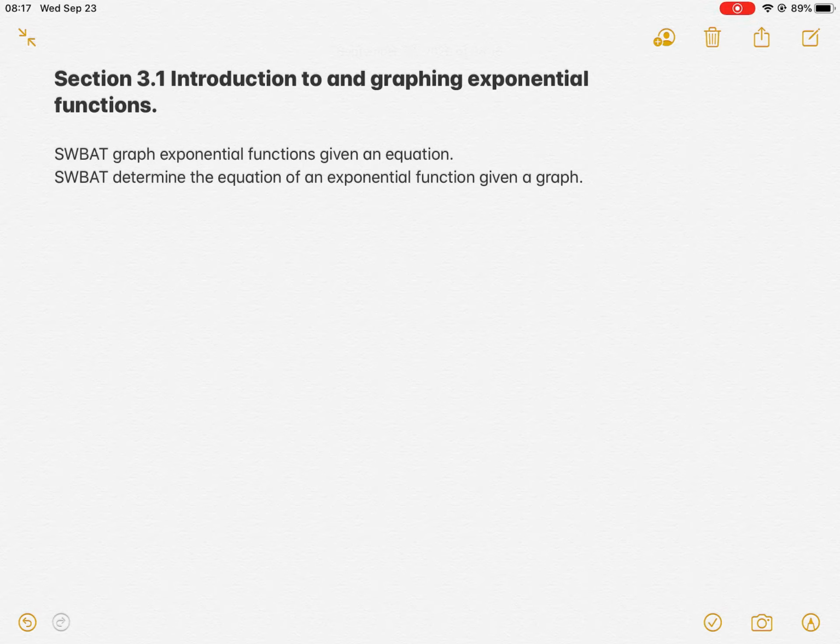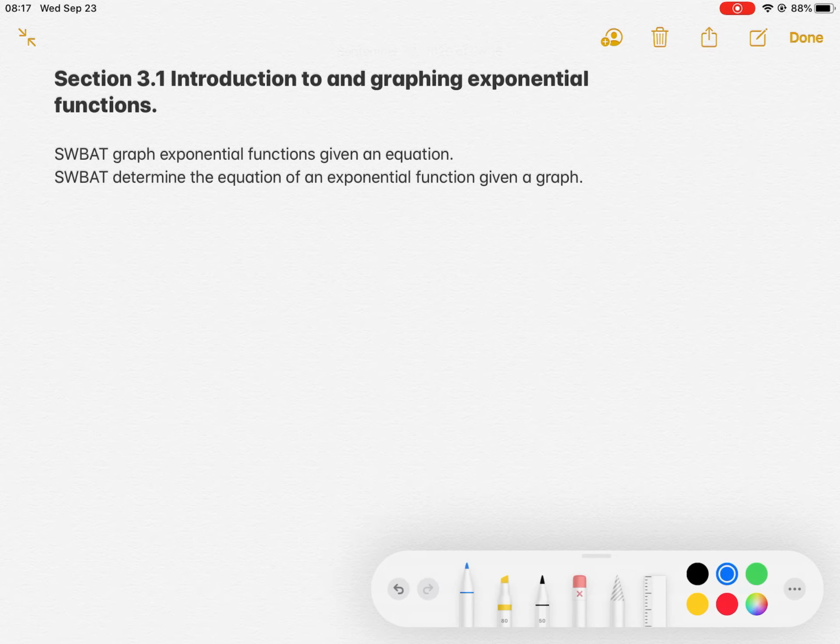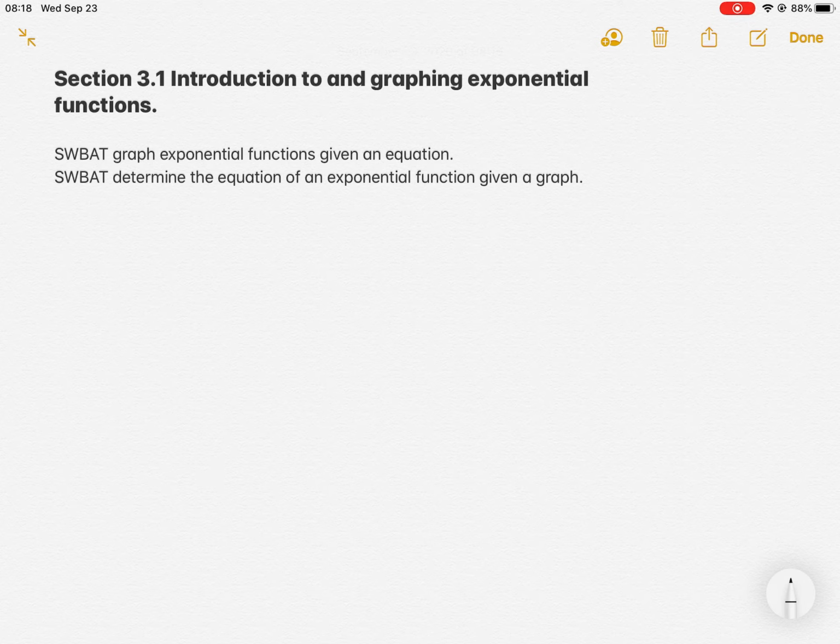So our main goals are for you to be able to graph a function given an equation, and we'll be looking at key features of the graph. And the secondary goal is for you to be able to determine an equation when you're given an exponential graph. So let's start off just by defining what an exponential function is.